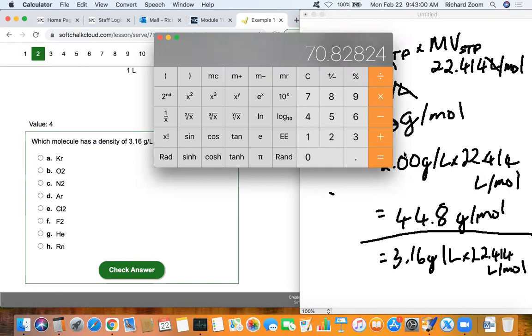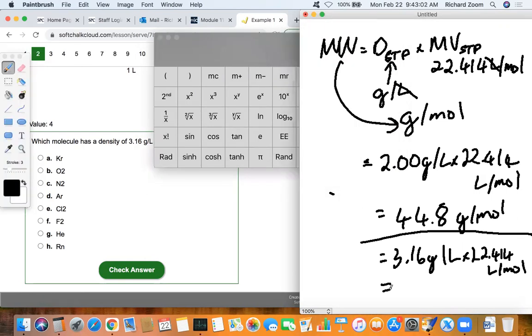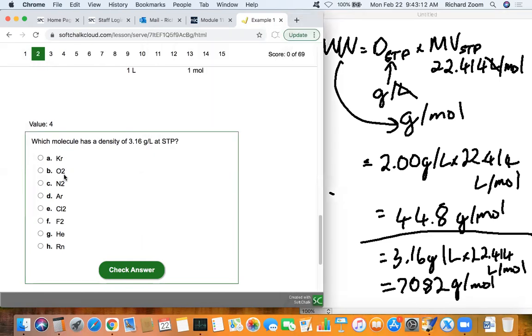And it comes out to 70.82 grams per mole. Now, what that means to you is that you'll need to go through each of these and figure out what the molecular weight of each of them is. And I think the answer here ends up being Cl2, because I think it's going to be close to 71.